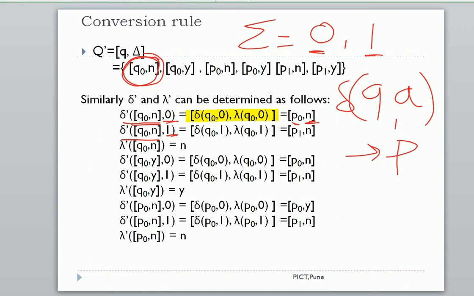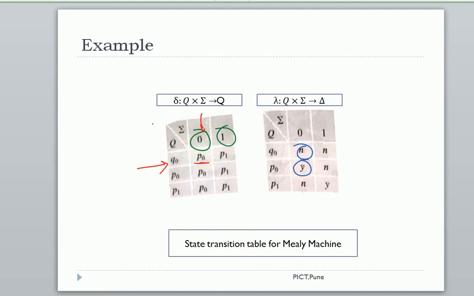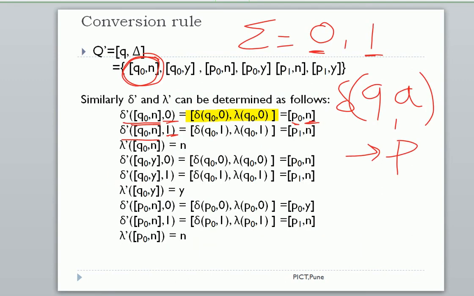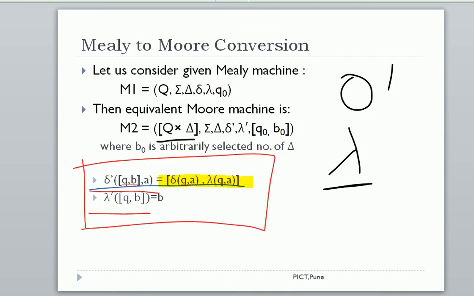According to that, we will continue next. Similarly, from this table we will get to know the different values. Now I have the first, the delta transition function. Now I am supposed to calculate the lambda. How do we calculate lambda?